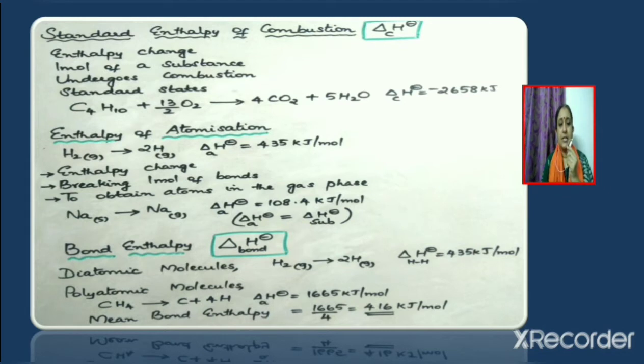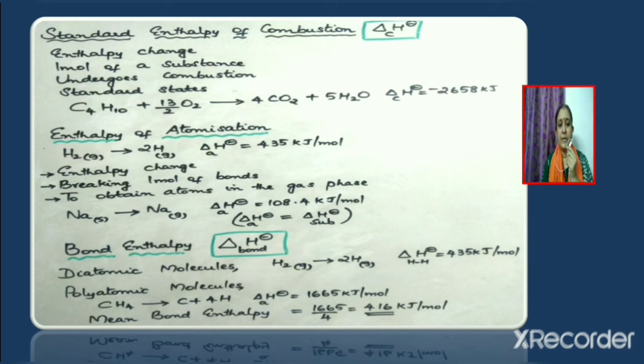Next we shall consider enthalpy of atomization. It is the enthalpy change accompanying the breaking of 1 mole of bonds to obtain atoms in the gaseous phase. For example, consider hydrogen H2 gas giving 2H gas. Here the enthalpy of atomization is equal to 435 kJ/mol. Note that delta H naught A is positive, which shows that 435 kJ of energy is required to break 1 mole of bonds.